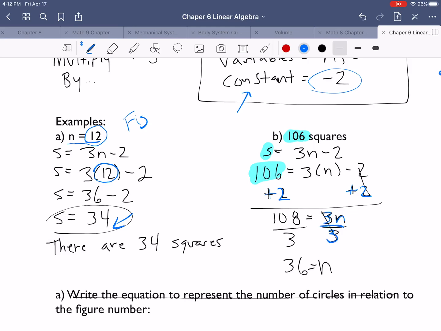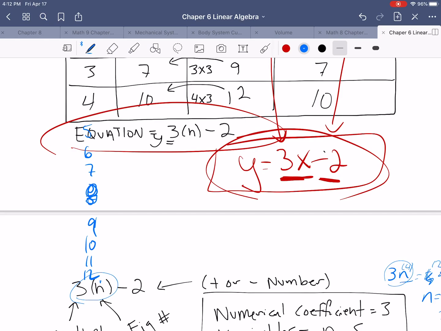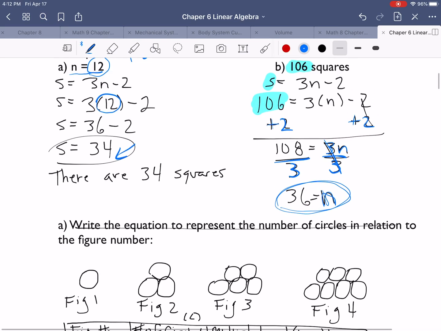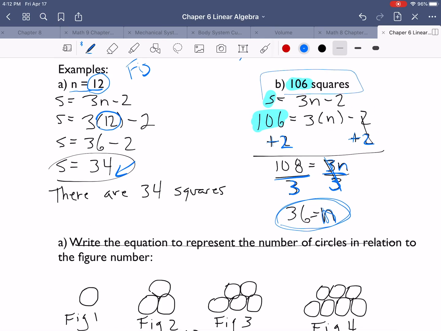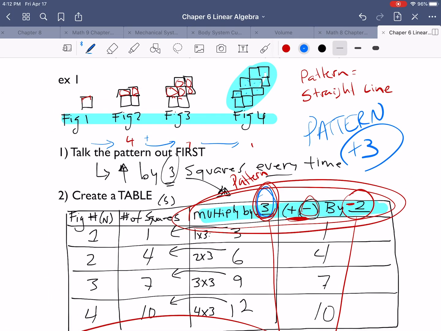And then you divide by 3, and so guess what, guys? n stands for the figure number, so figure number 36. Here's 12, we're talking all the way down to 36, there's going to be 106 squares. So this is how we use formulas to actually break the code on these little diagrams and these patterns.